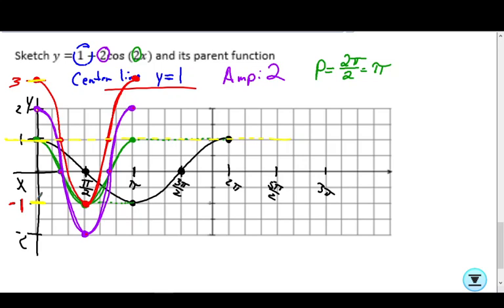If you know where your center line is and you know your amplitude, you have a good idea that you know your function is going to exist between this point and that point, and the middle should be right there at 1. So it's a way kind of to check your work.